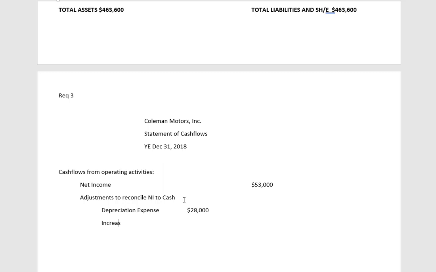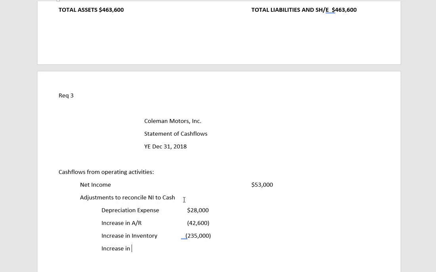So an increase in accounts receivable of 42,600. So that is a drain on cash. So I'm going to put that in parentheses. That's going to reduce my cash versus net income amount. An increase in inventory, likewise. So any increases in current assets are going to be a negative, or cash out type of scenario, when you're adjusting your net income.